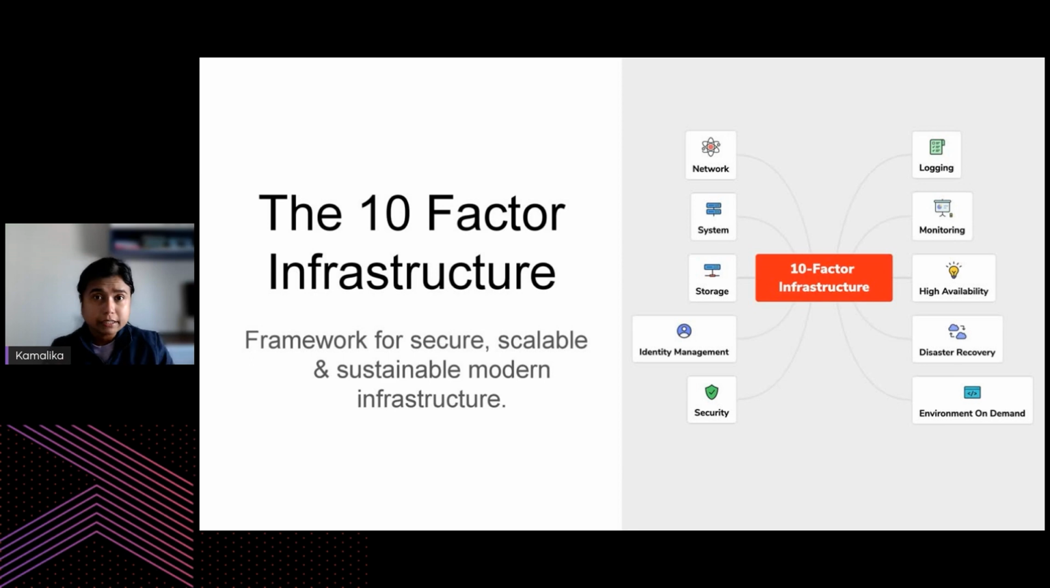Of course, it had the disaster recovery center and environment on demand, which was provided by using Terraform as an orchestrator and infrastructure as code. So this is the 10-factor infrastructure framework that we utilized in designing the architecture that you have seen.